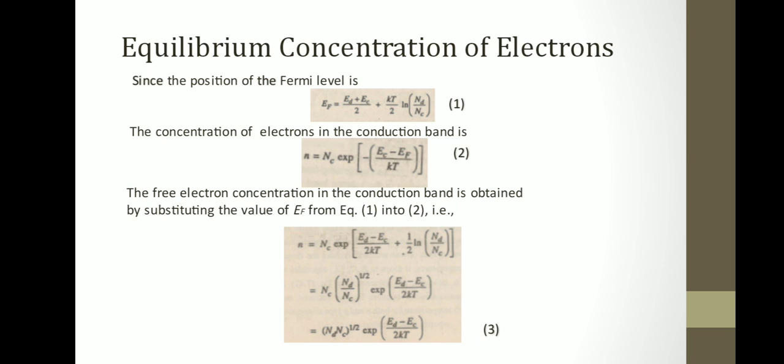For extrinsic semiconductors, the concentration of electrons in the conduction band is n equal to NC exponent of minus (EC minus EF) by KT. Equation number 2. The free electron concentration in the conduction band is obtained by substituting the value of EF from equation 1 into equation 2. n is equal to NC exponent of (ED minus EC) by 2KT plus 1 by 2 log of ND by NC. By simplification we get the square root of ND NC times exponent of (ED minus EC) by 2KT.